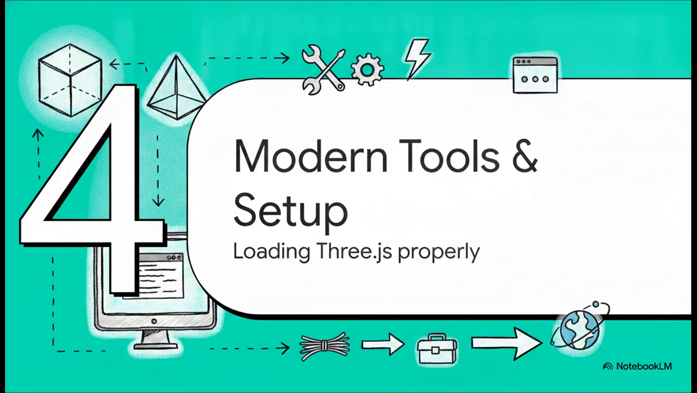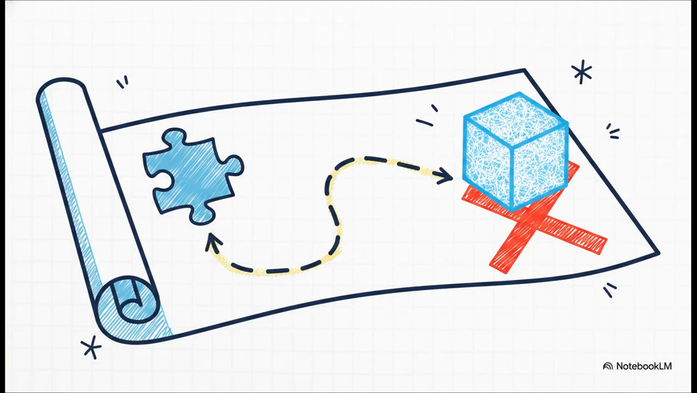And that brings us to part 5, modern tools and setup, or how to actually load Three.js properly today. So, practical question. How do you actually get Three.js into your web project right now? Well, web development moves pretty fast, right? As of Three.js version r147, the modern, standard way to load the library is by using ES6 modules. You just use a standard script tag with type set to module.